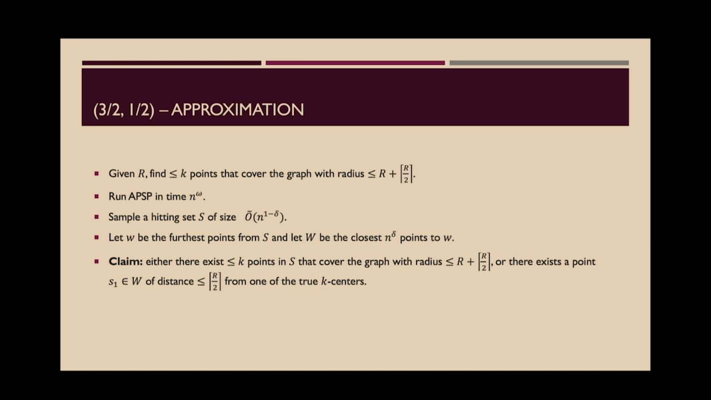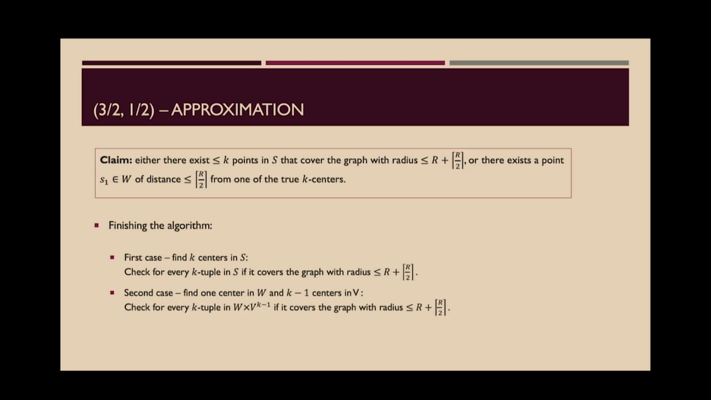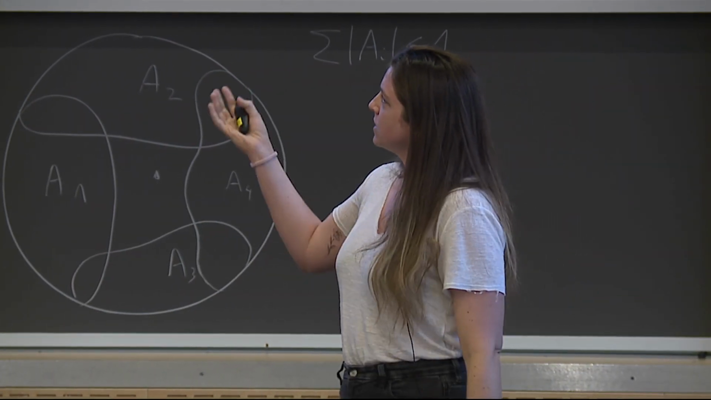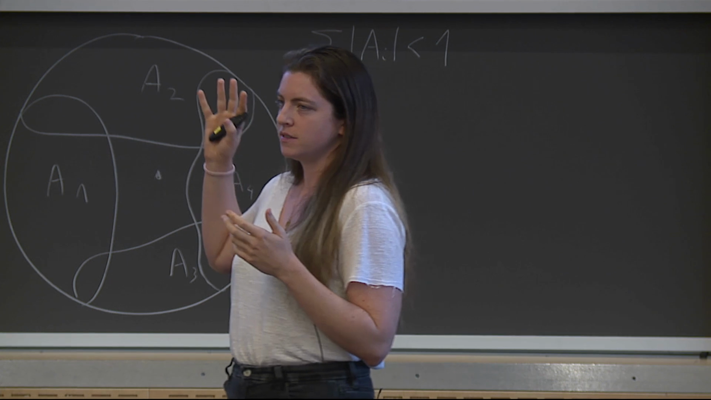Our algorithm will run APSP, compute all the distances, sample a hitting set, and then take the furthest point from the hitting set and some neighborhood of this point, W. We're going to claim that either our hitting set has a good approximate k-center, so it has k points that cover the graph within this radius r plus r over 2, or some point in our set W will be close to one of the centers. I won't prove this claim, but it follows from similar logic to a lot of distance and diameter approximation algorithms.